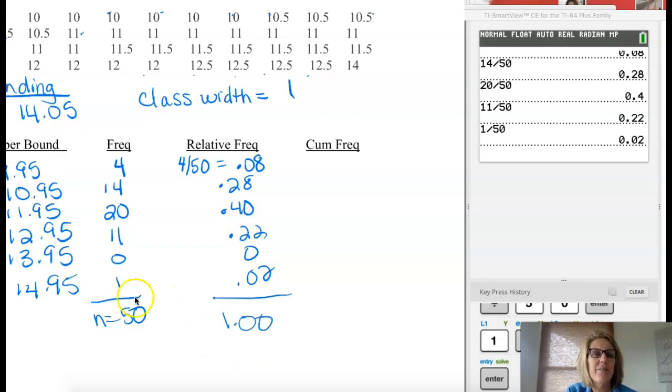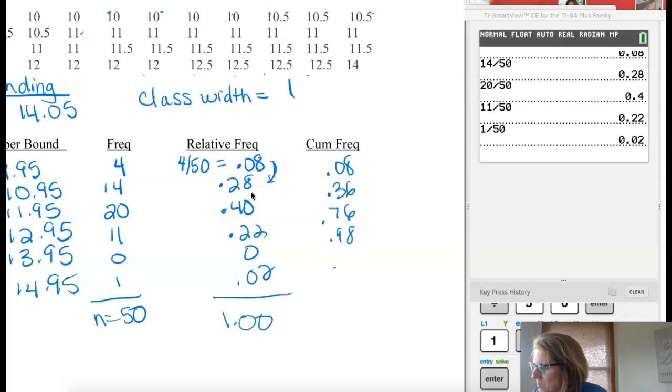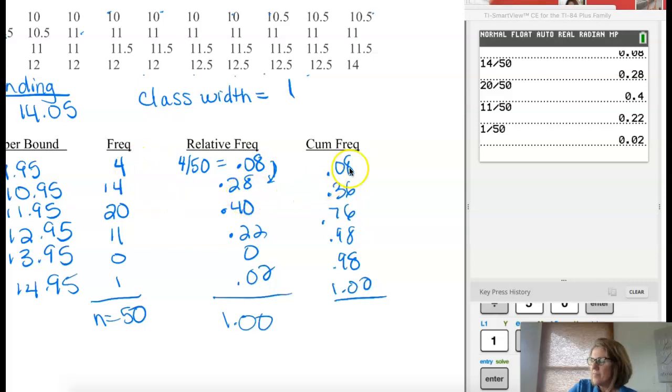So when we do our histogram, the vertical axis can either be our frequency or our relative frequency. Now, what I'm going to show you in a little bit is a frequency polygon, or sometimes we do what's called an ogive, and I'm not sure if we're going to do that here. The cumulative frequency, you can either add up the relative frequency or the frequency. So if I add these up, this just means 8% are within the first 2 classes, then 0.36, I'm just adding these 2 together. And then 0.76, 0.98, and 1.00. And so those add up to 1. You can also do it with the frequency and have 4, 18, 38, 49, and then 50.